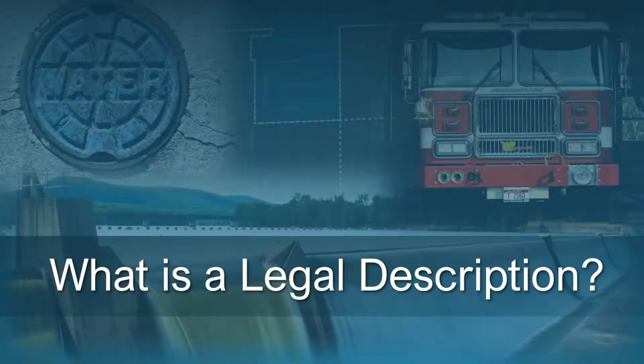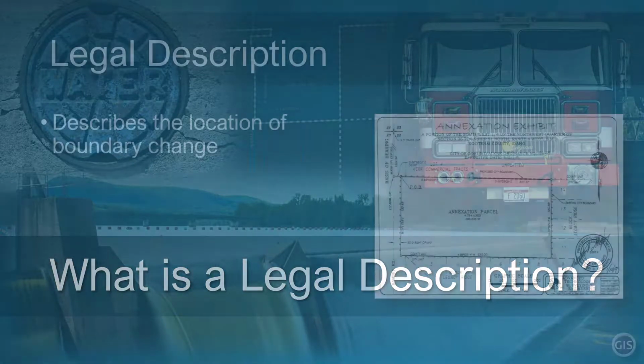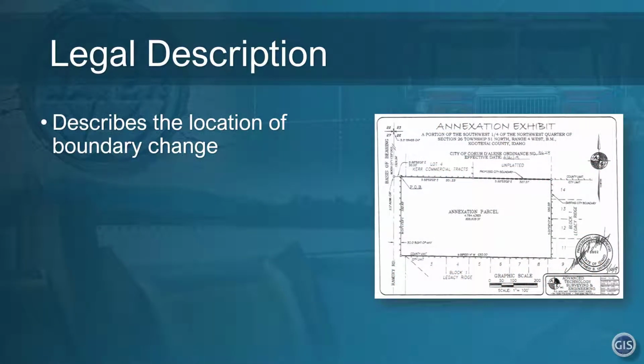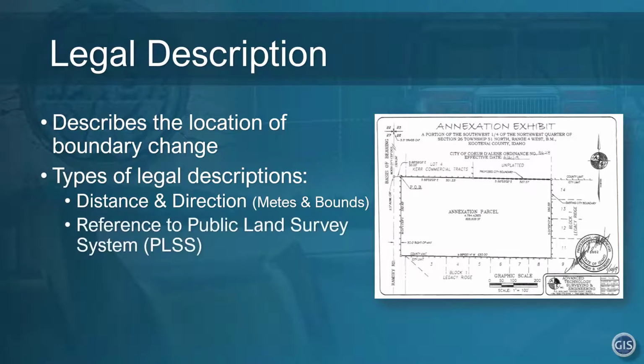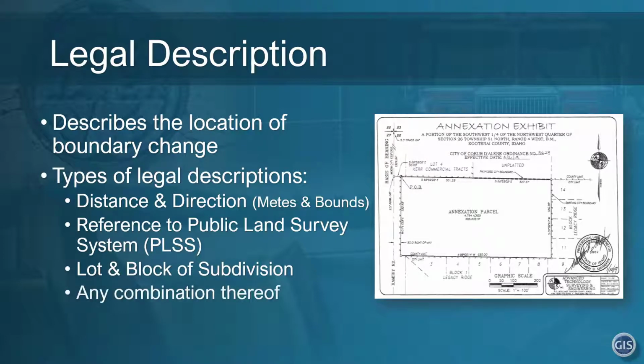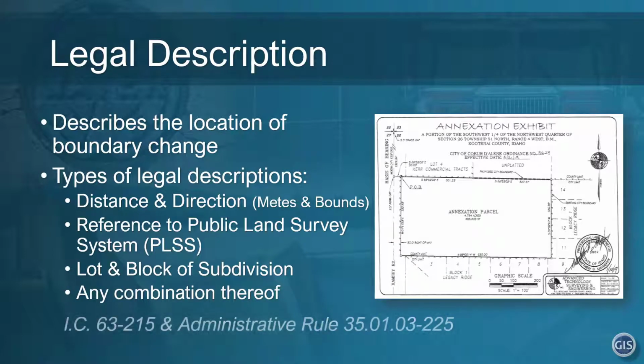What is a legal description? A legal description describes the location of a boundary change. There are several types of legal descriptions. There's distance and direction, or metes and bounds, reference to public land survey system, or PLSS, and lot and block subdivision. You can also combine any of these three to make a legal description.